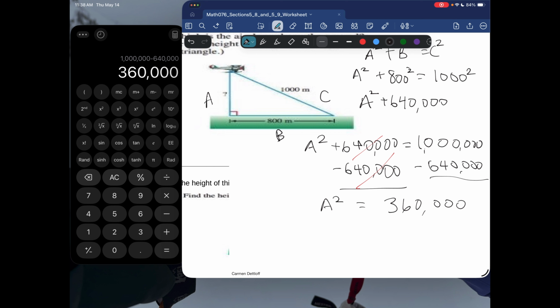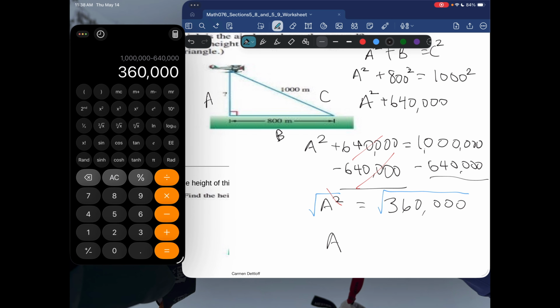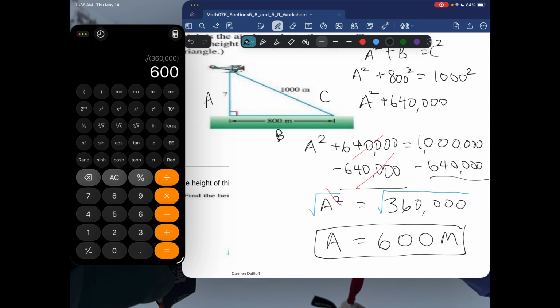Now I want to solve for A all by itself. I'm going to take the square root to undo the squared. And those cancel. So I get A is equal to the square root of 360,000. I'm going to do that in my calculator, obviously. And I get 600. And then I have to ask myself, what are my units? And my units are meters for this one. 800 meters is my height.